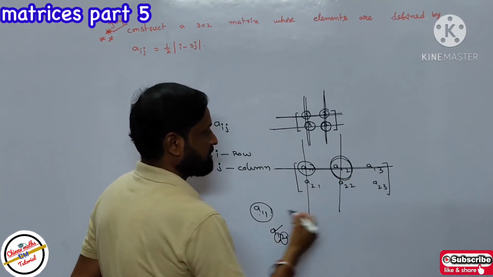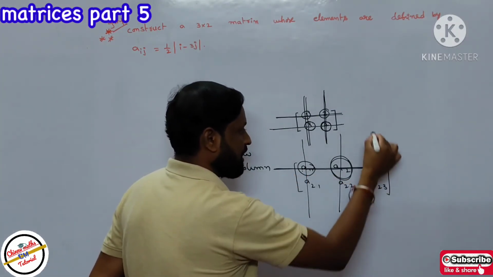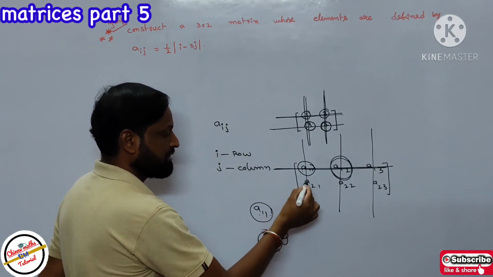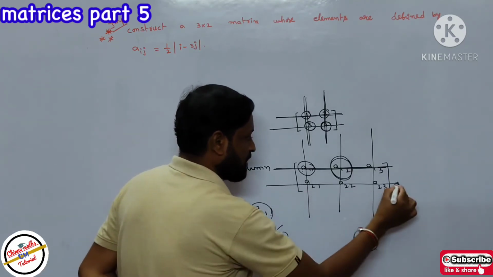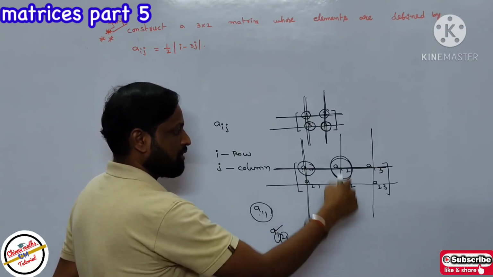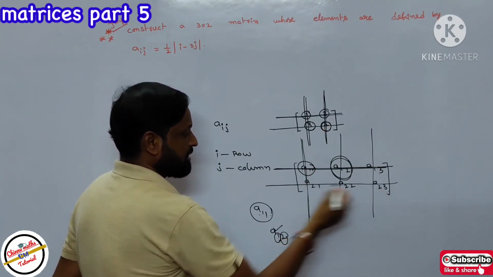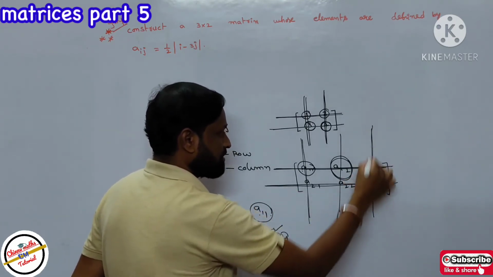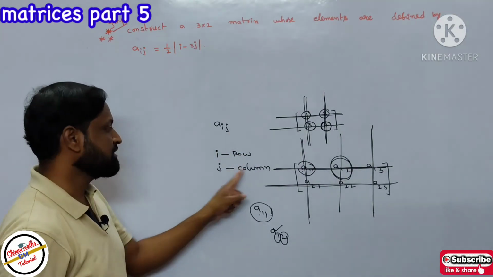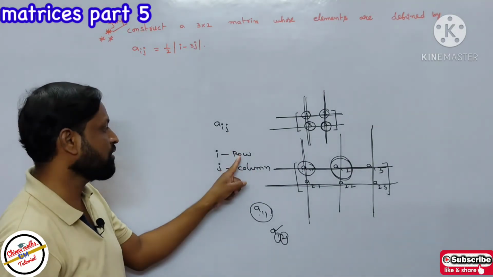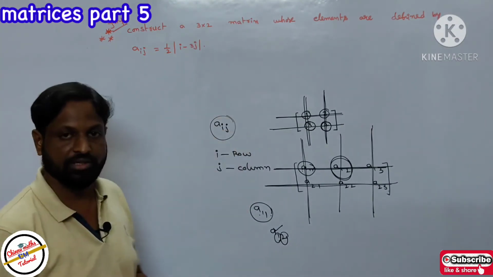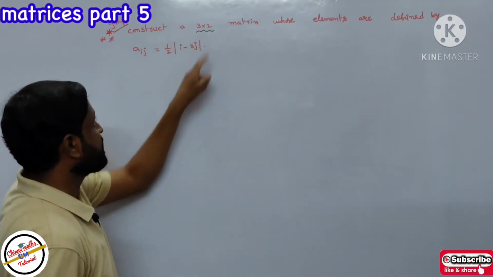And a13 is the element of the first row and third column. a21 means the element of the second row and first column. a22 is the element of the second row and second column. a23 is the element of the second row and third column. So that means a_ij means ith row and jth column. It is the meaning of ij. Okay, it is clear. Next, construct a 3 by 2 matrix.